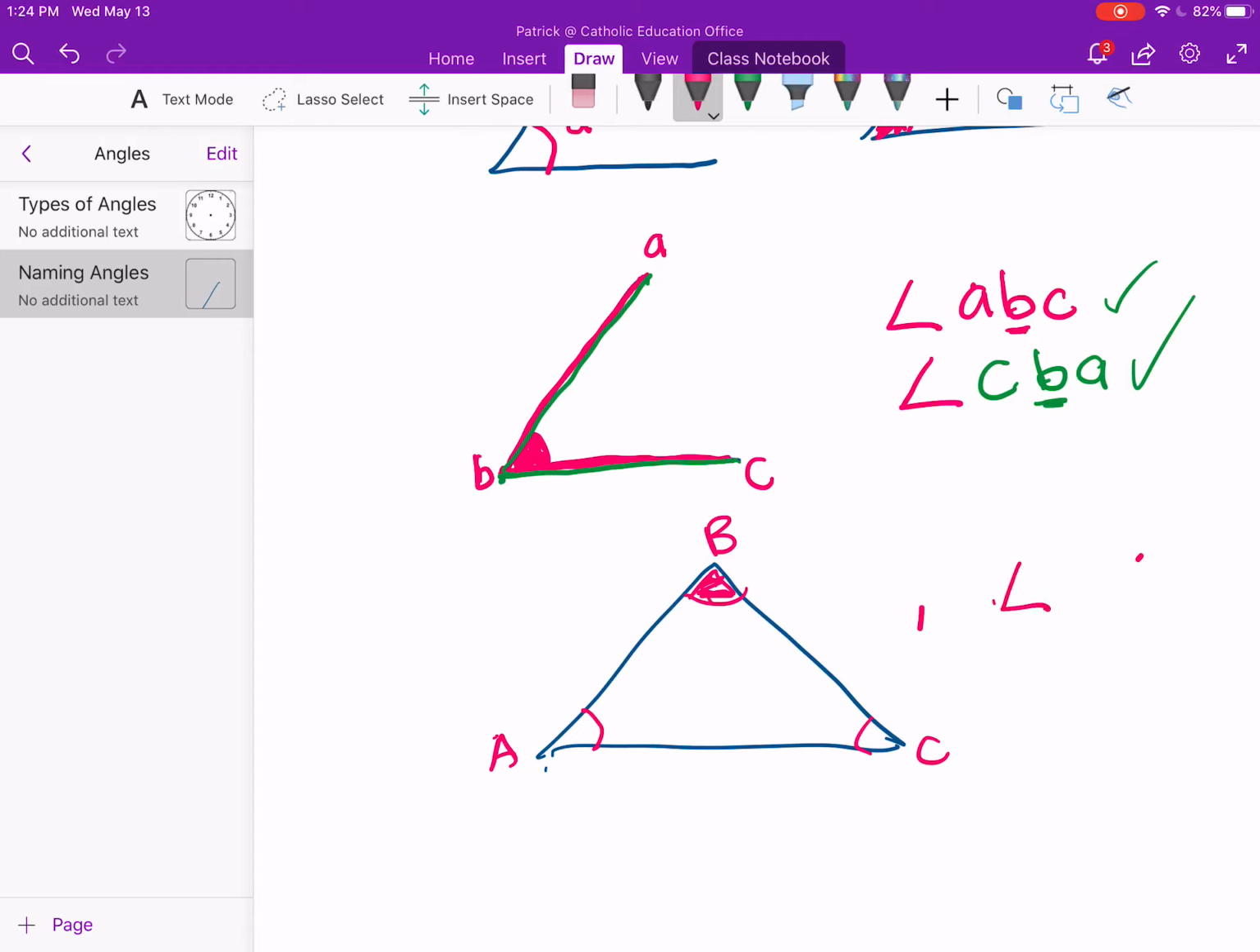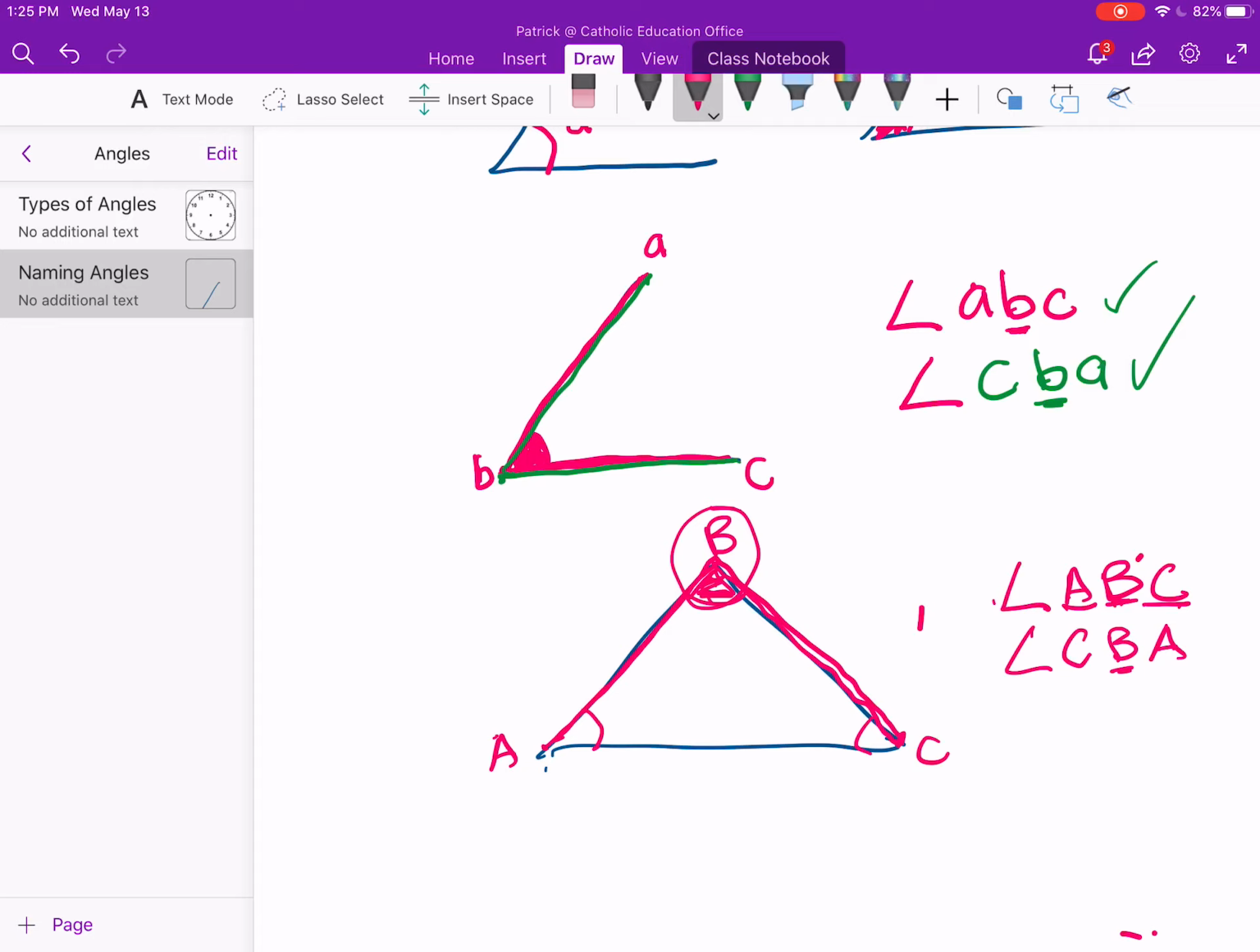angle. B is in the middle, and I need the two letters on each side of it. So really I could start at A, go up to B, and then go to C. So it's A, B, C. It could be that angle. Or I could start at C, go up to B, and down to A. So it could be C, B, A. But notice B is still the one that's in the middle, which is this corner here, so this vertex.